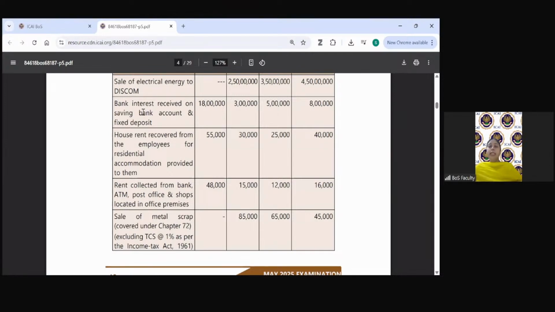Then comes the next amount, that is house rent recovered from the employees for residential accommodation provided to them. Now, again here, there is one exemption entry: services by way of renting of a residential dwelling for use as residence, provided to an unregistered person, are exempt from GST. Now, this exemption entry is attracted here. In fact, all of you must be aware that this exemption entry has undergone an amendment, and this is what the entry reads like after the amendment.